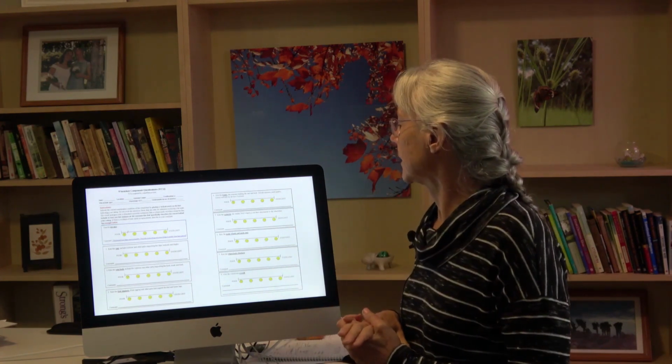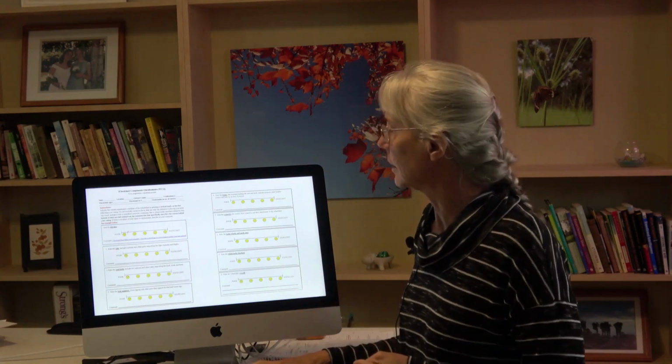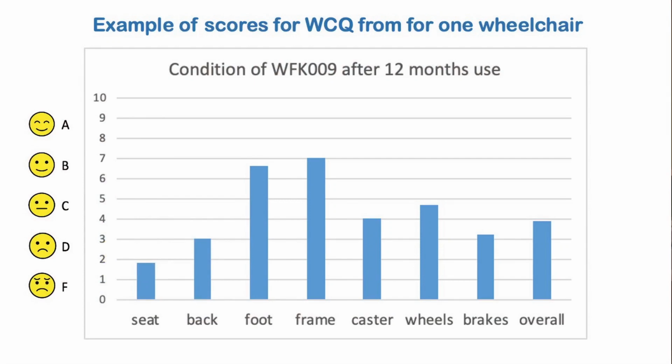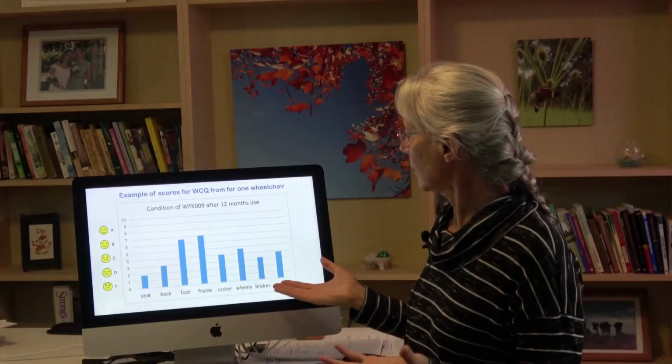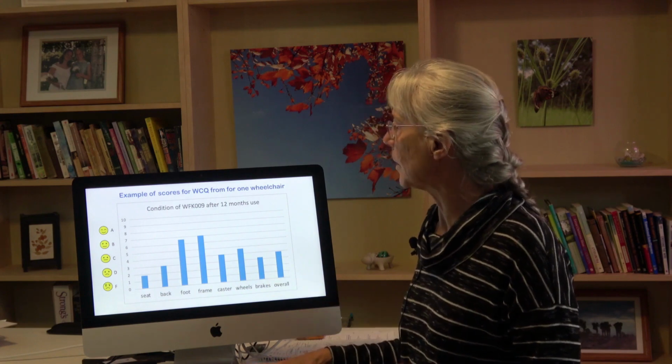Rate the main wheels and push rims. Rate the wheel locks and brakes and the wheelchair overall. Here's an example of scores from one wheelchair after 12 months of use, and as you can see, we've just stuck the numbers into Excel and generated the graph, so it's a visual. And here you can see that this wheelchair obviously isn't in great condition, but you don't exactly know why.